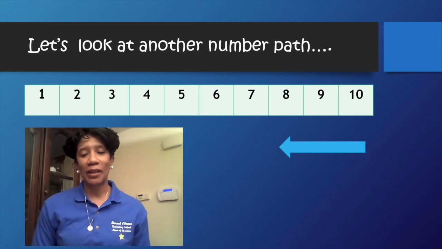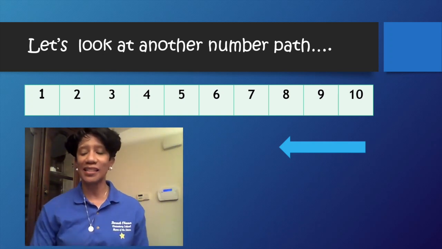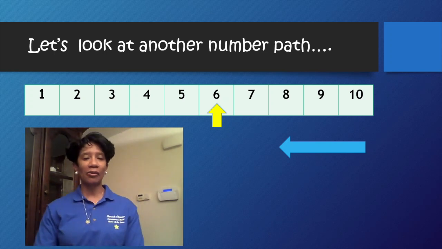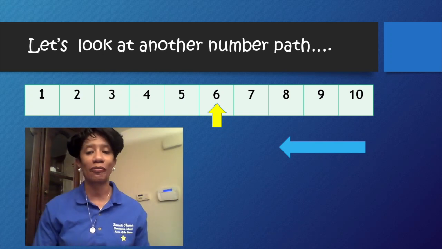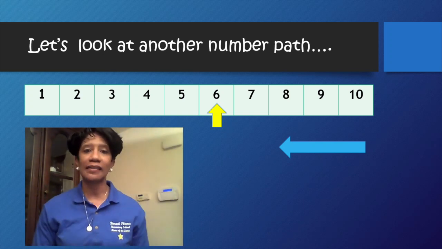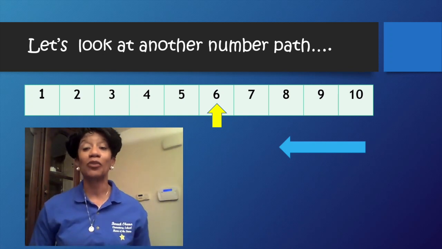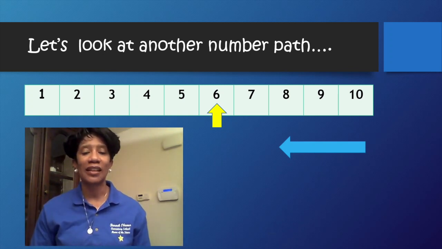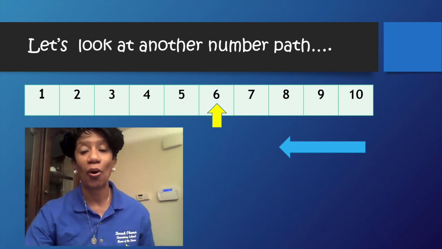So the first time we counted backwards, we started at 10 and counted backward. Well, this time, let's start at 6. See where the yellow arrow is? That's 6. We're going to start at 6 and count backward from there. So if we're starting at 6, that means we don't have to do anything with the numbers 10, 9, 8, or 7 because we're starting at 6. So we're going to count backwards starting at our 6 and go all the way to 1.